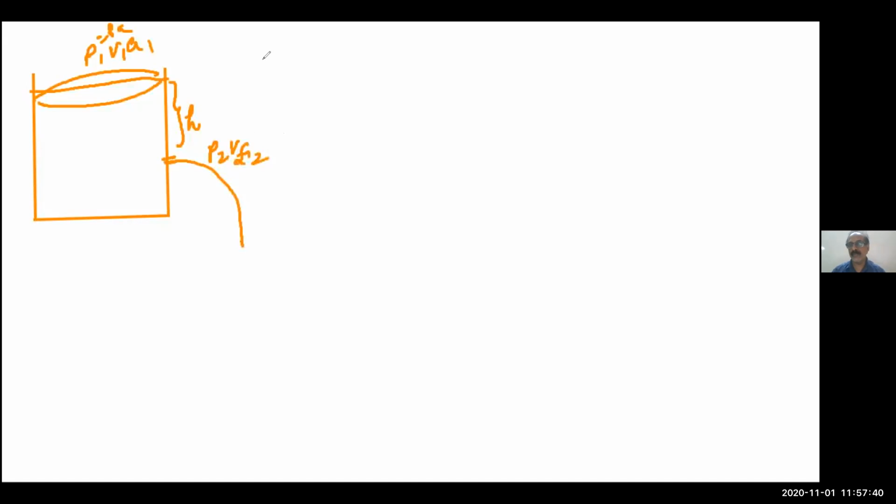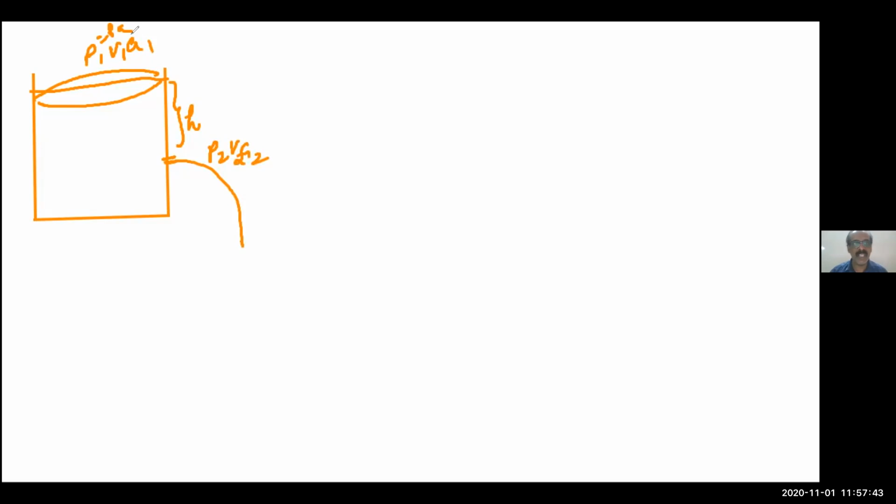Look here. Up to here, there is the water level. This is the surface of water. Here, P1, V1, where P1 is equal to PA. Here there is an orifice at a depth H. From here, water splashes out. Here, P2, V2, A2.